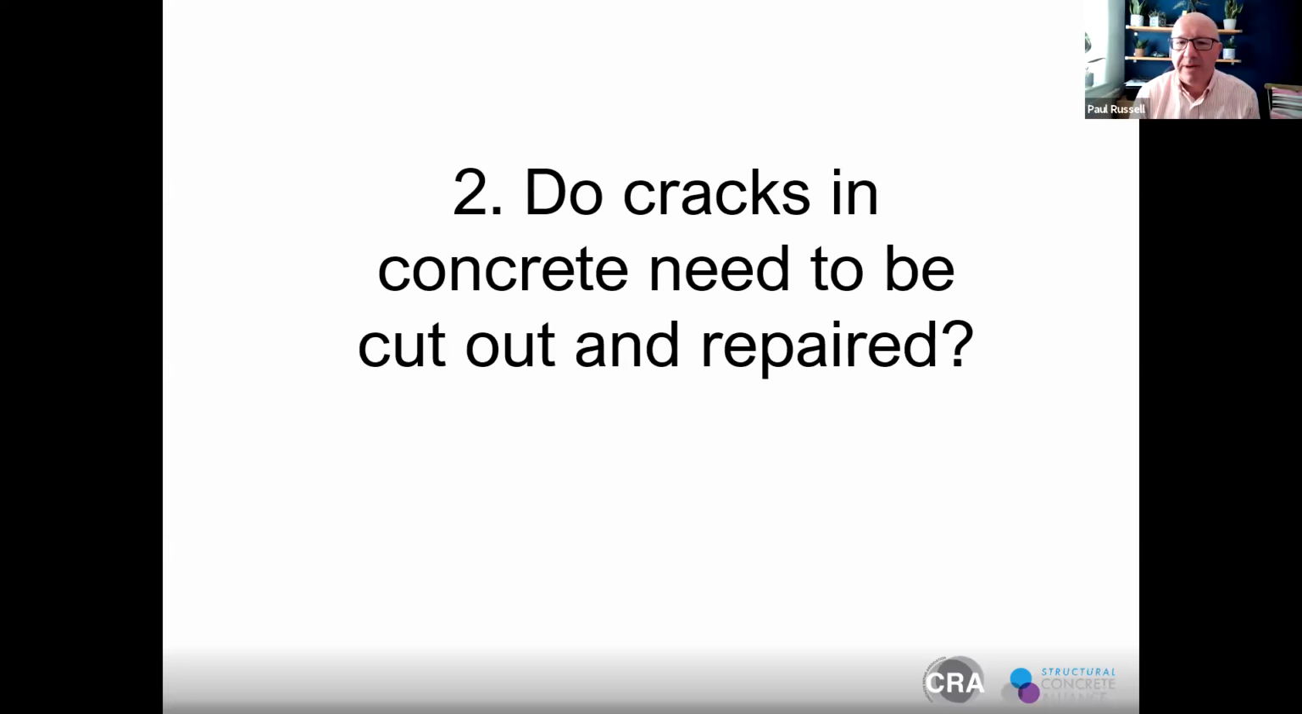Okay, could you just ask a supplementary question on that, please, Richard? Yep. How do you check afterwards to ensure that the injection material has actually got into the crack? Is there any method you use? Thank you for asking that.